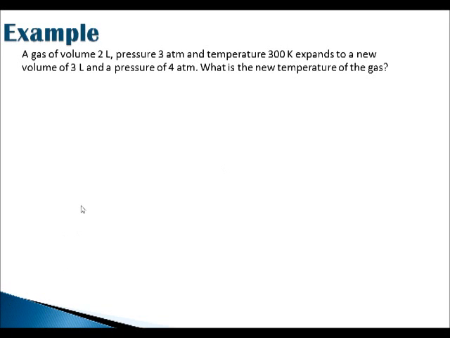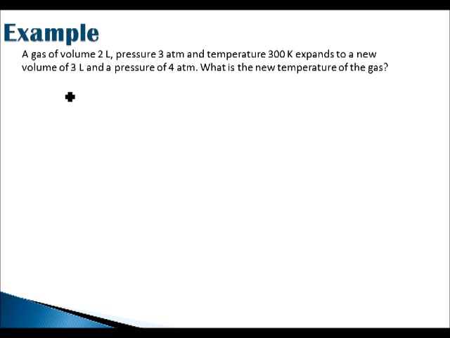So we've looked at the ideal gas equation. Now let's consider some examples of using the ideal gas equation. So this question reads, a gas of volume 2 liters, pressure 3 atm, and temperature 300 Kelvin expands to a new volume of 3 liters at a pressure of 4 atm. What is the new temperature of the gas?